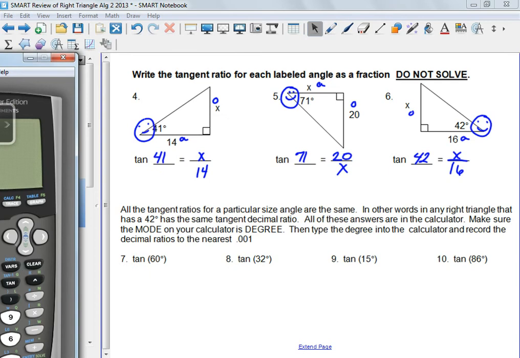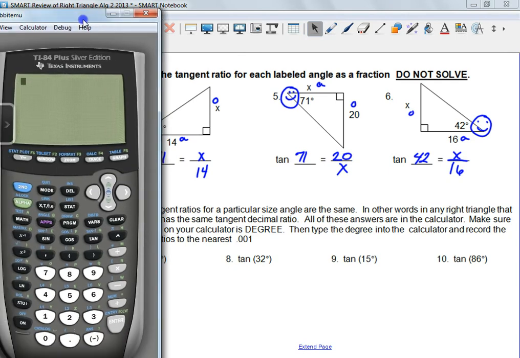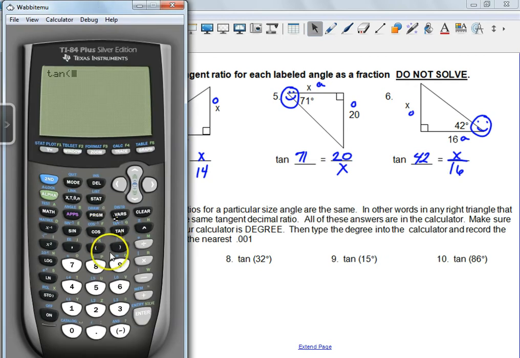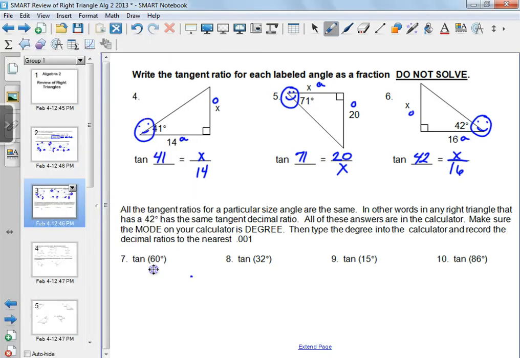And they want you to type in tangent of 60, tangent of 32, tangent of 15, tangent of 86. So you just type the tangent button, and 60. And when you type in tangent of 60, I didn't close the parenthesis, it doesn't matter because there's nothing after that calculation. So it looks like this, tangent of 60, the ratio is 0.320, because it wants to round to the nearest thousandths place.